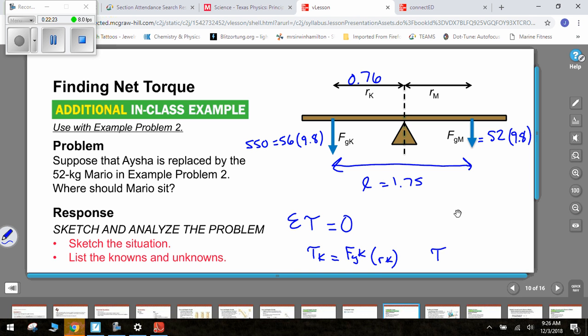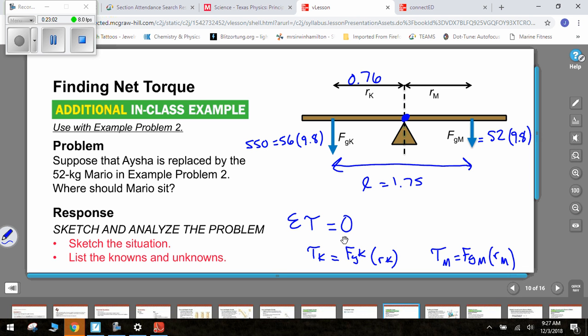Tau for Mario is going to be FG for Mario times the radius for Mario. Okay? Now let's look at this. If I look at the point where I'm seeing this rotation, look at this point. Is this going to make this bar bend around counterclockwise, or is it going to make it go clockwise? Look at this force. It'll make it go counterclockwise.